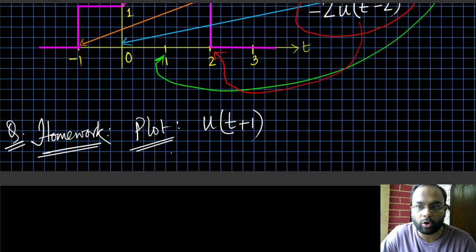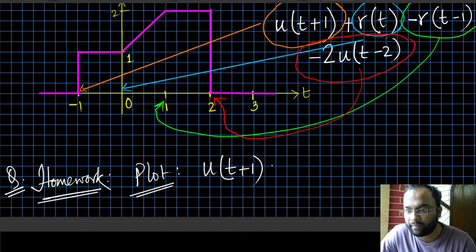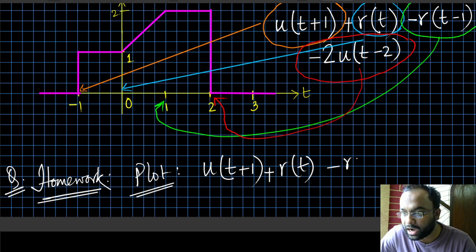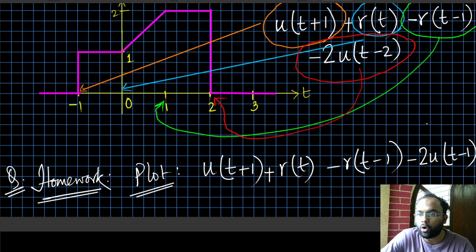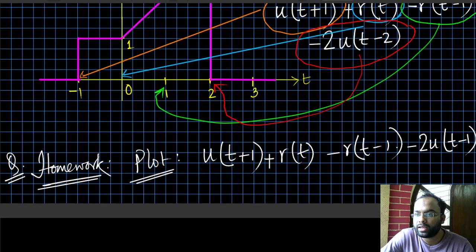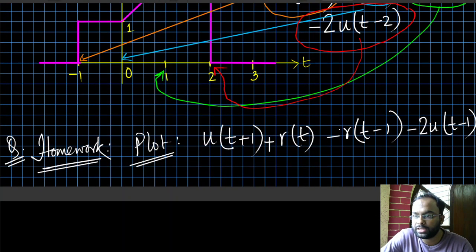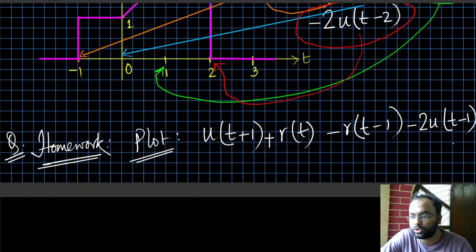So I think you people are still following me, right? I want you to plot u(t+1) + r(t) - r(t-1) and then minus 2u(t-1). So the only thing that I've changed here is the last bit. Instead of having minus 2u(t-2), I have minus 2u(t-1). So do plot this signal as a homework problem for you.